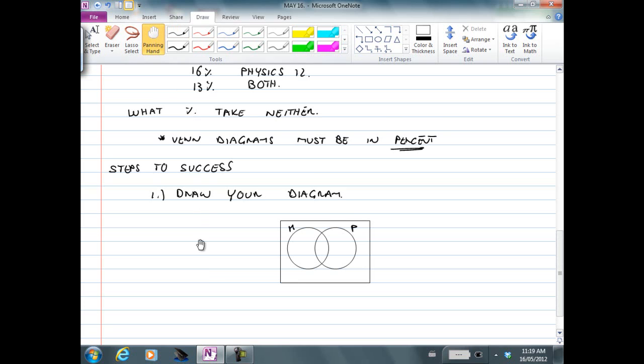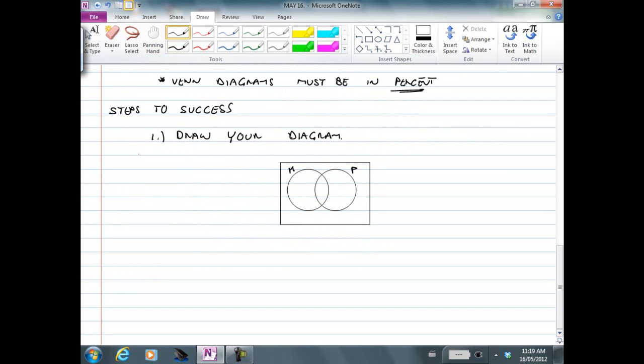Step 2, here is the most important step. Put a star beside this step. If you screwed up, I guarantee it's because of step 2. Label the part where they share first. You're going to label the parts that they share first, or have in common.